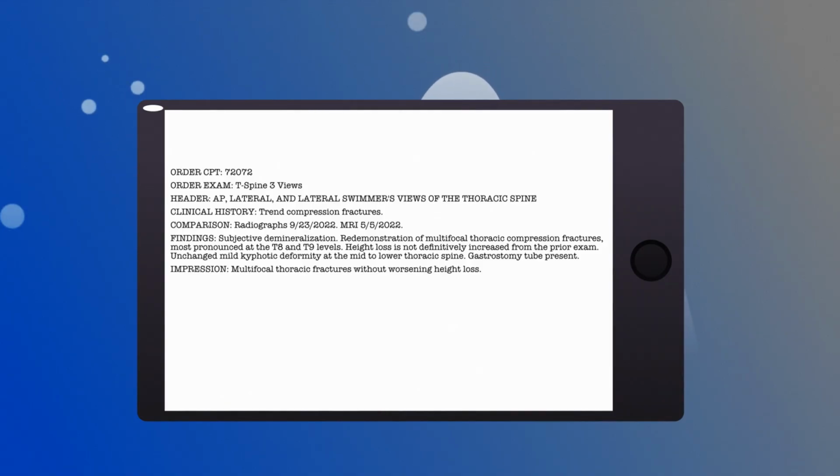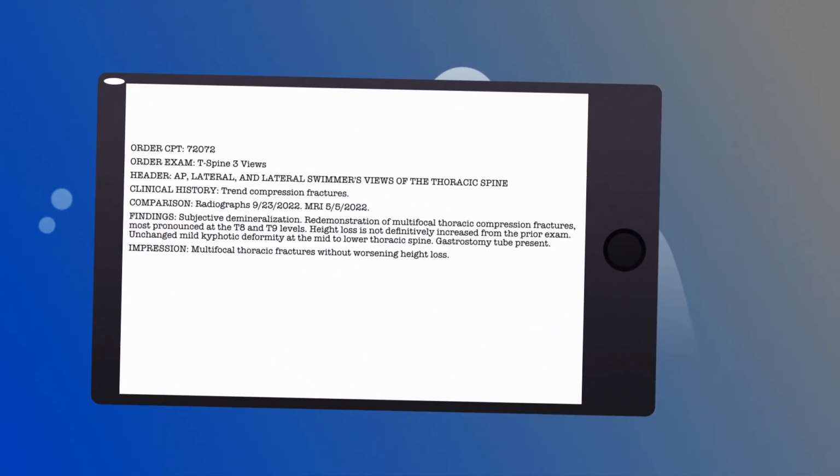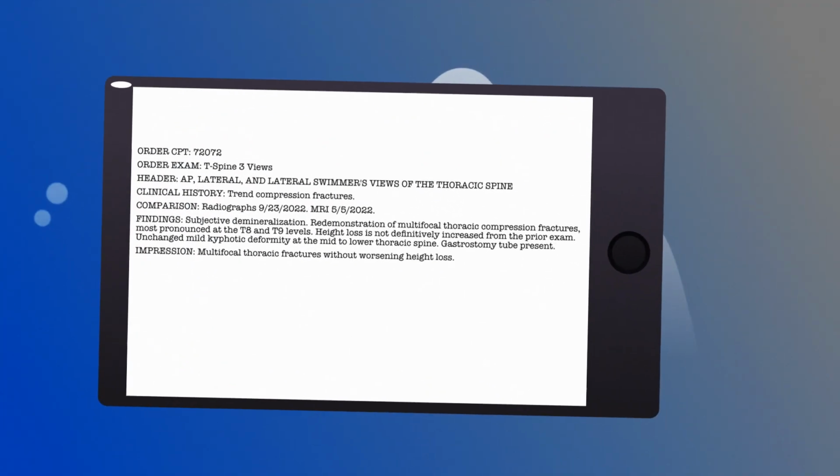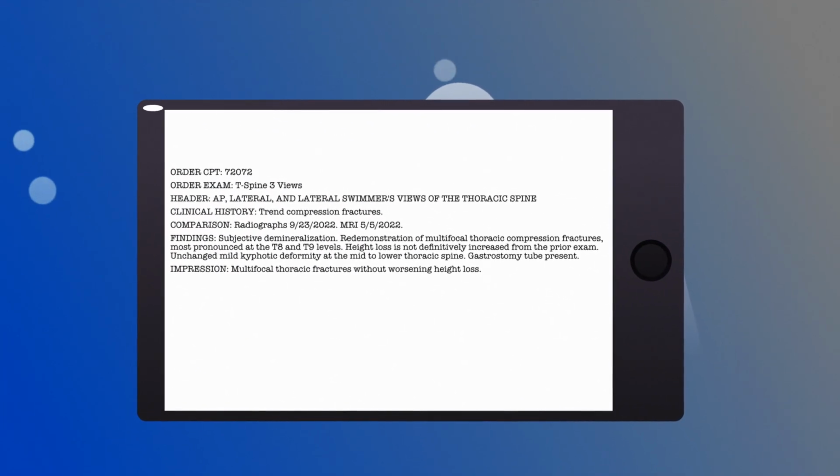Report overview. Order: exam, T-spine 3 views. Header: AP, lateral, and lateral swimmer's views of the thoracic spine. Clinical history: trend compression fractures. Comparison: radiographs 9/23/2022, MRI 5/5/2022. Findings: subjective demineralization, redemonstration of multifocal thoracic compression fractures most pronounced at the T8 and T9 levels. Height loss is not definitively increased from the prior exam. Unchanged mild kyphotic deformity at the mid to lower thoracic spine. Gastrostomy tube present. Impression: multifocal thoracic fractures without worsening height loss.